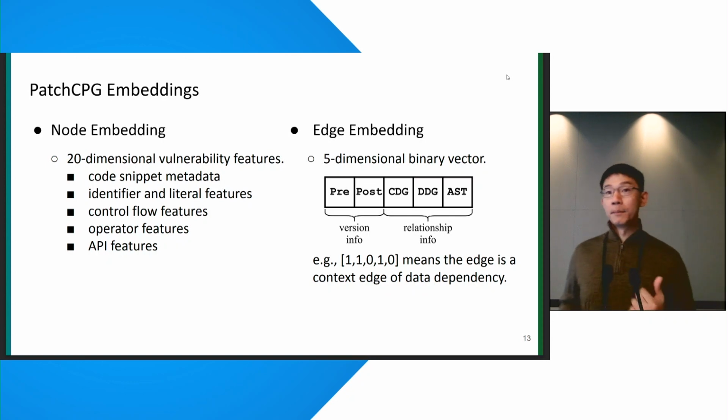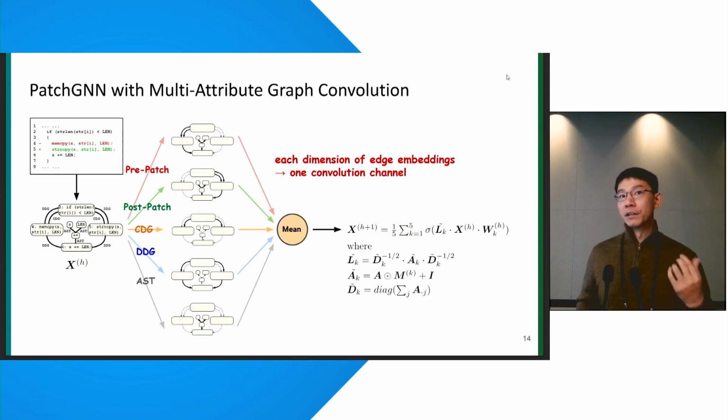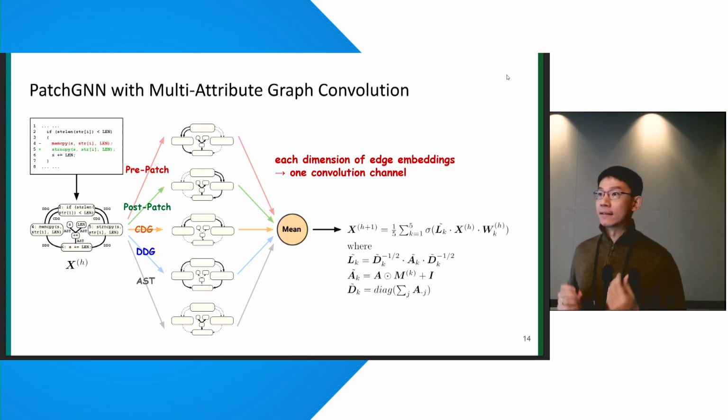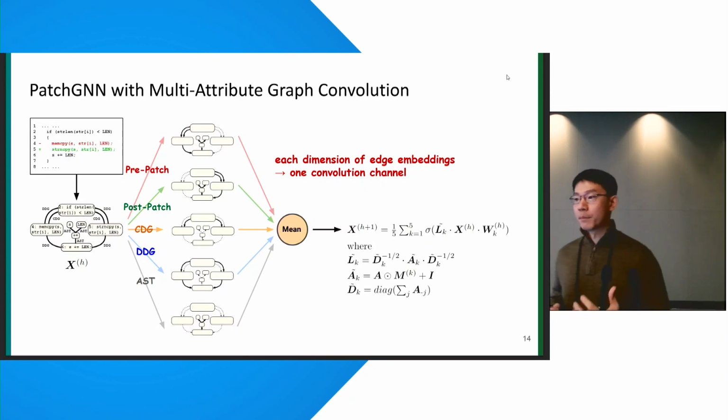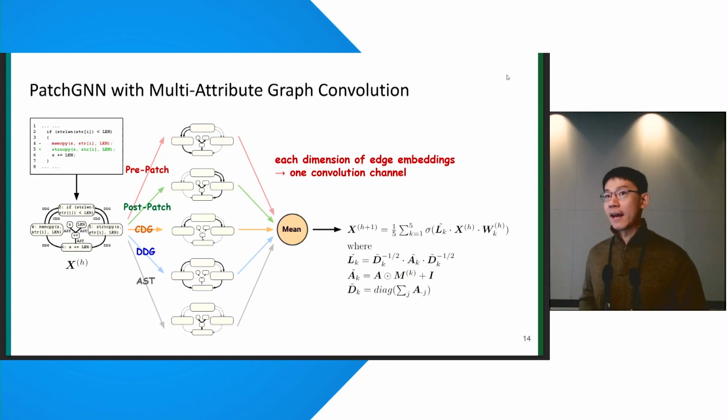The reason we embed edges into a binary vector is that we will use the edge embedding as a key for a multi-head attention mechanism of our graph convolutional layer. Each dimension of the edge embedding represents a relationship, and the value can only be 1 or 0 because they are from a binary vector. That means they can indicate the on and off of the edge.